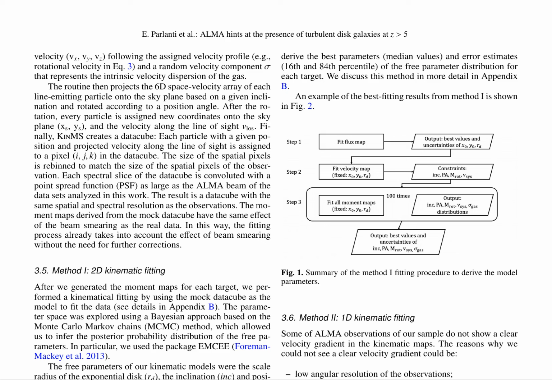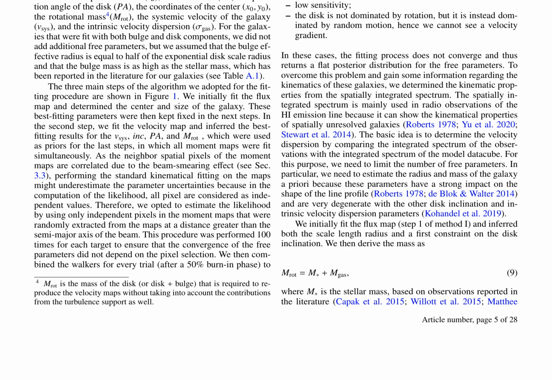The research paper presents a kinematic analysis of high-redshift galaxies using ALMA observations, focusing on the velocity dispersion and maximum rotational velocity of these galaxies. Two methods are employed for kinematic fitting. Method 1, which uses a 2D kinematic fitting algorithm assuming a rotating exponential disk model, and Method 2, which applies a 1D kinematic fitting approach for galaxies without clear velocity gradients. Both methods derive kinematic properties by fitting [CII] and [OIII] emission line observations.